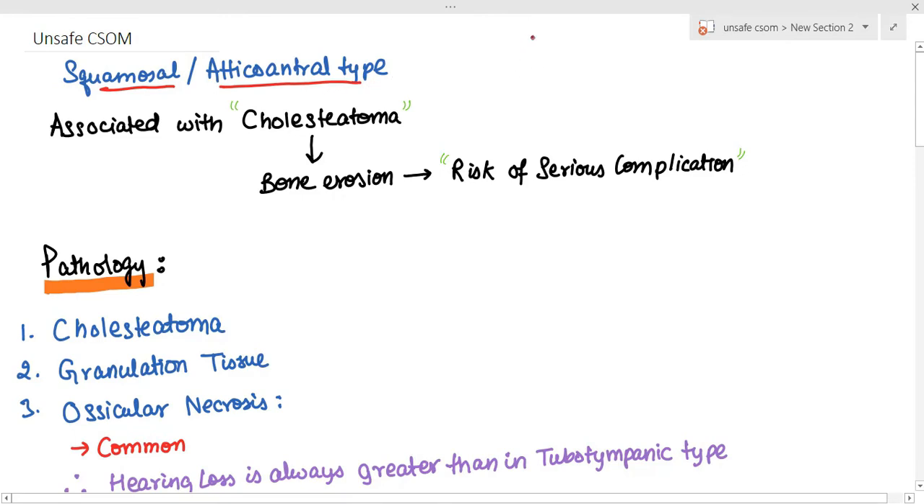Since it is usually located on the posterior superior aspect of the tympanic membrane, and just beneath that we can see there is the attic here, the tympanum here, and then it is connected to the mastoid antrum. So since it is occupying this location, it is known as atticoantral type. Now as I discussed earlier, it is known as unsafe CSOM because it is associated with cholesteatoma, and cholesteatoma has bone eroding properties, which leads to risk of serious complications.